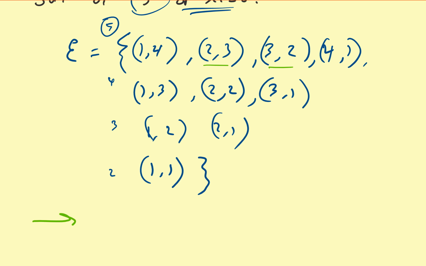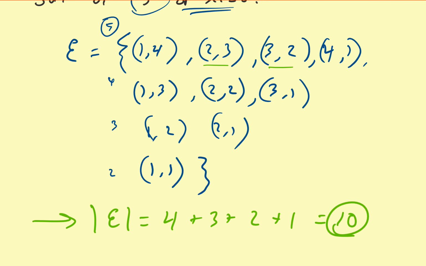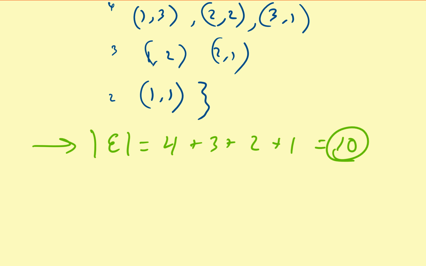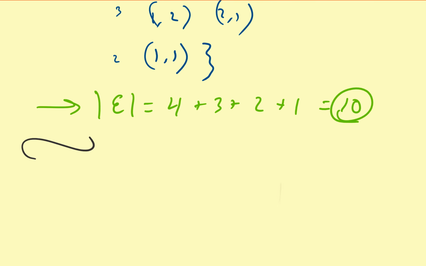So if that is the case, then that means the size of our event space is going to be 4 plus 3 plus 2 plus 1. And that's going to be, let's see, 7, 8, 9, and that's going to be 10. So that is how to construct the sample space and an event space of a desired experiment, and also a couple ways of counting the size of these things.